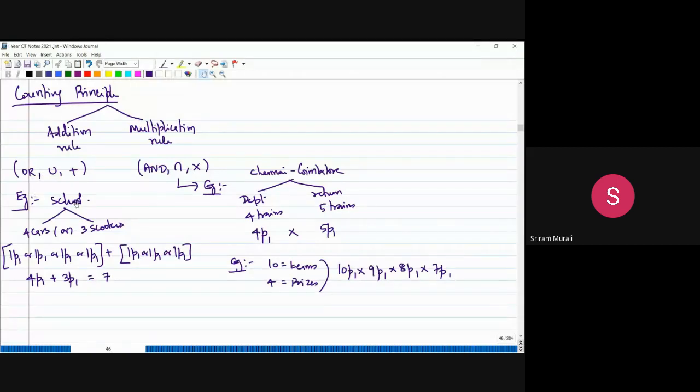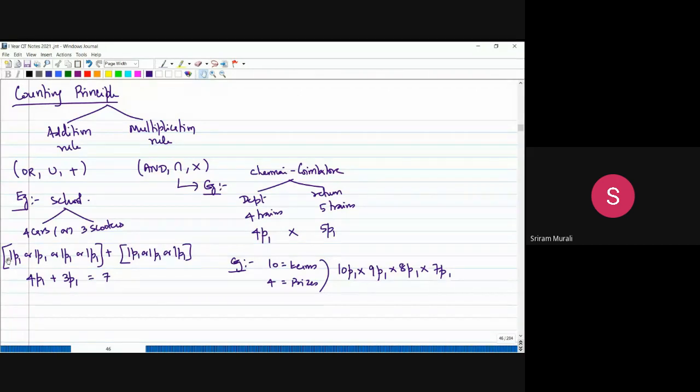Example, take this one. If anybody wants to go to school, they have 4 cars or 3 scooters. I cannot avail a car and a scooter simultaneously. Though you are the owner of 4 cars, you cannot claim all the 4 cars at a stretch. So what are they trying to tell?